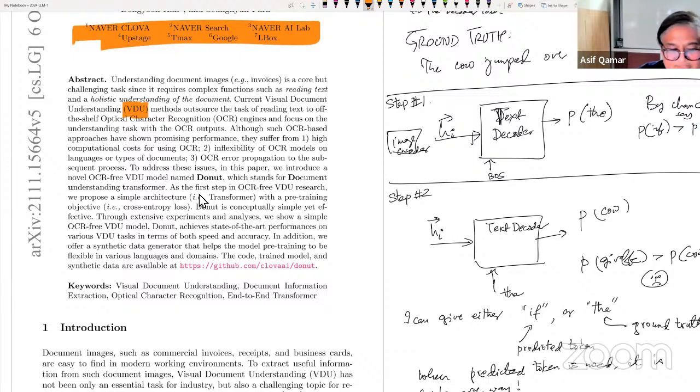Inflexibility of OCR models on languages or types of document, and OCR error propagation to subsequent processes. So see, if the OCR read, not the cow jumped over the moon, but said the giraffe drank water from a lake, whatever it is, something completely different, or it jumbled up the words. And suppose a downstream task is, what was the cow up to? You would be totally lost. There is no cow there, right? What OCR has given you is all about a giraffe. Hypothetically, I mean, cows and giraffes are hard to mix for an OCR, but I'm just giving you an illustration. In other words, any errors in the OCR, right?